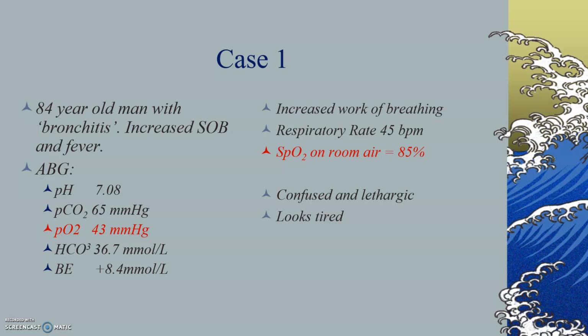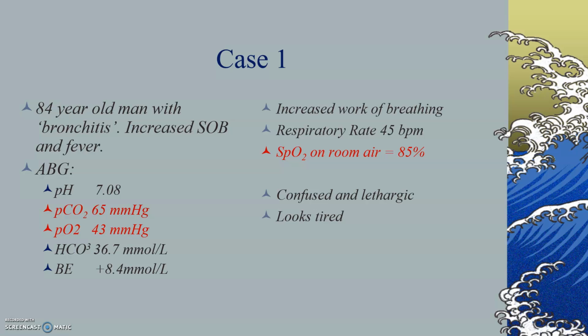This low oxygen in the blood is supported by the fact that his oxygen saturations are 85%. We expect a normal oxygen saturation to be anything between 94 and 100% on room air. Now we need to figure out whether this is type 1 or type 2 respiratory failure. Let's look at the PCO2.